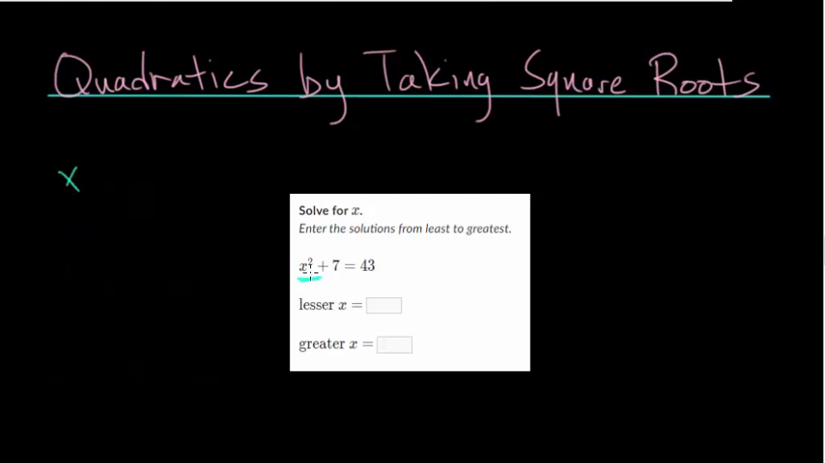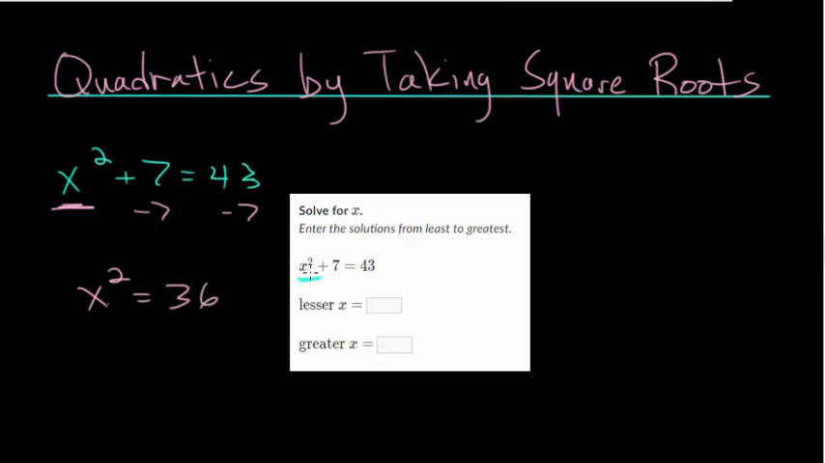So let me just rewrite this. x squared plus 7 is 43. And the strategy for these is straightforward. You want to solve for the squared term, and then just take the square root of each side. So let's subtract 7 on each side. So you get x squared is 36.